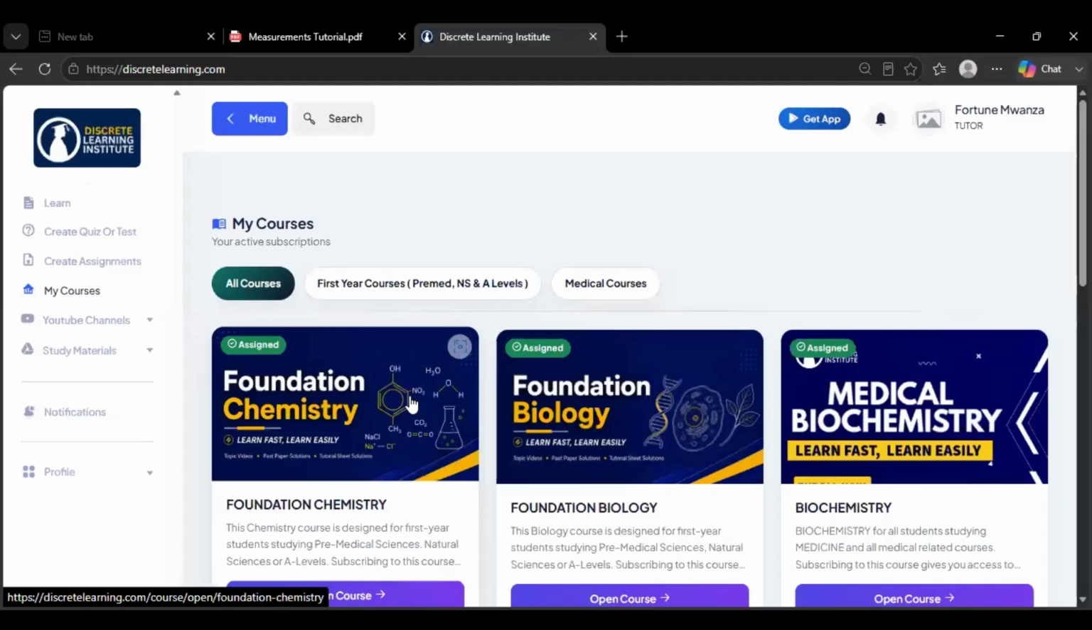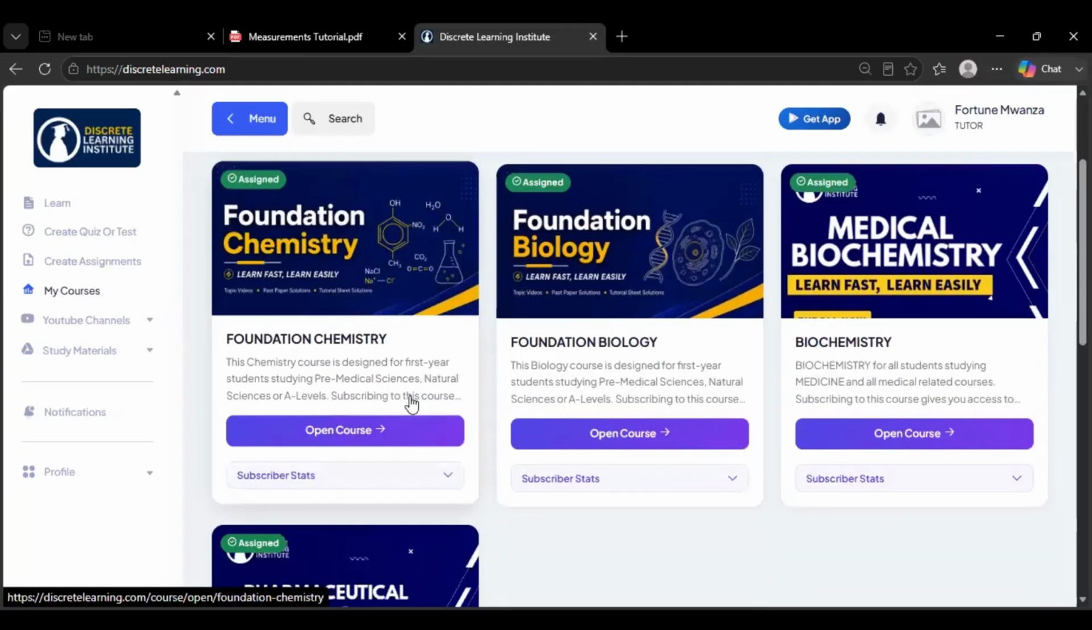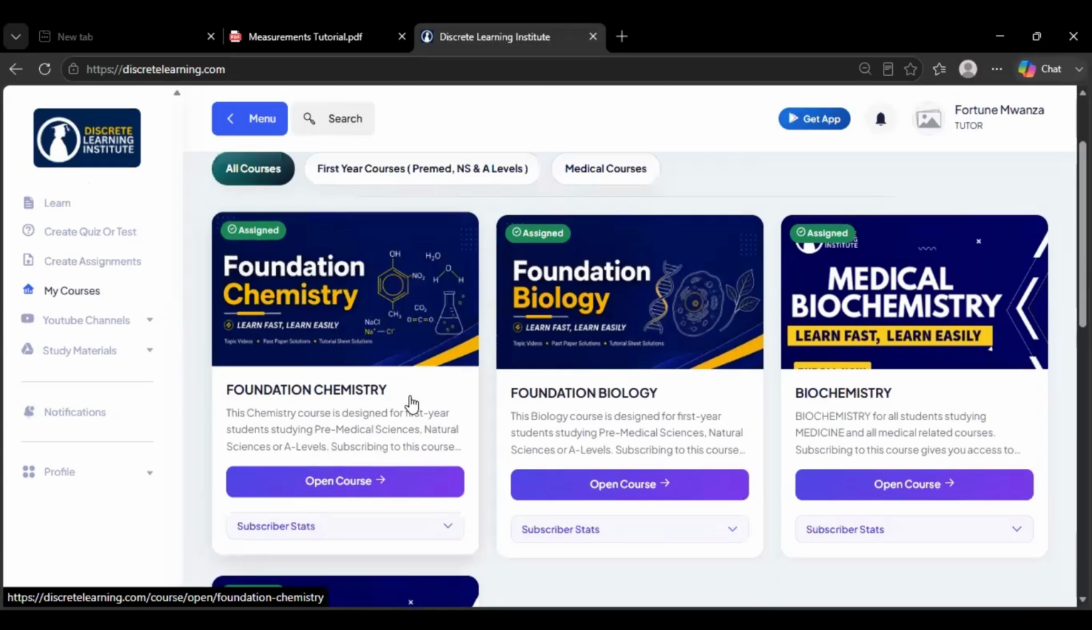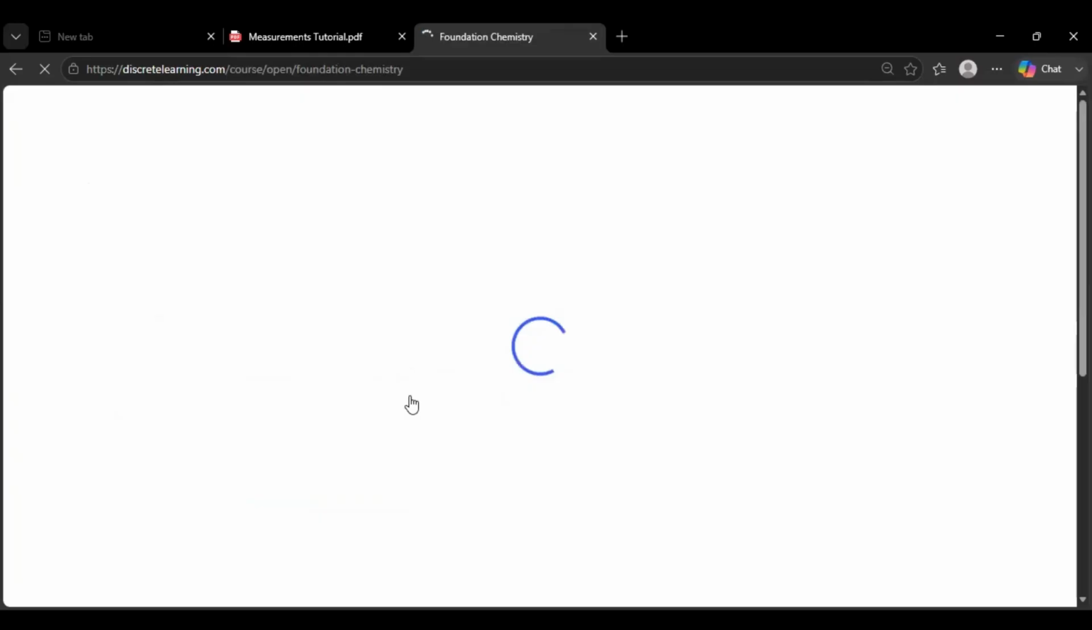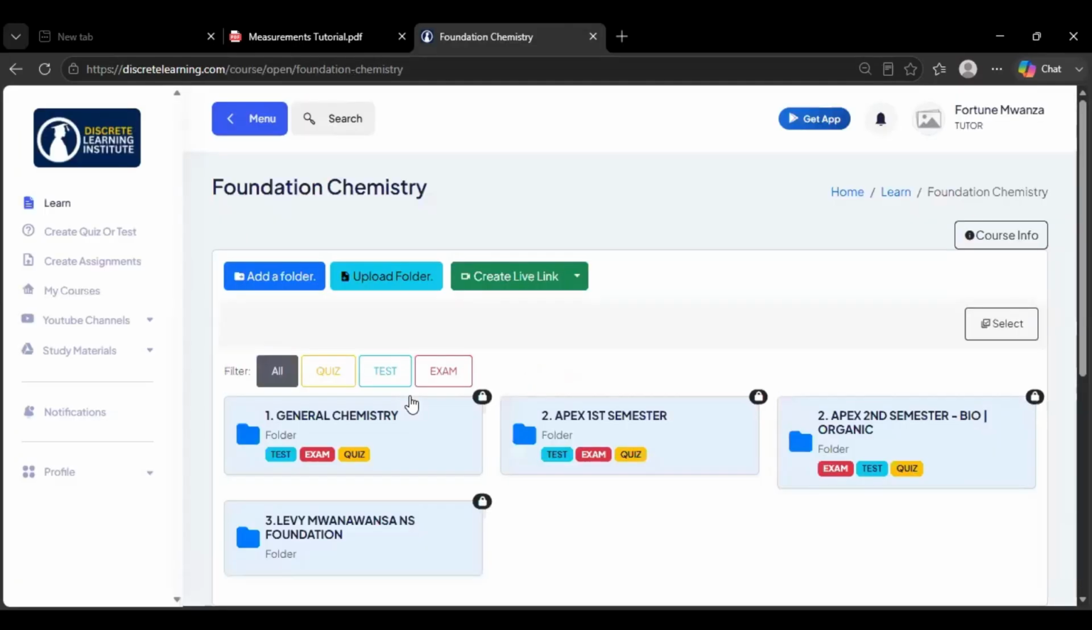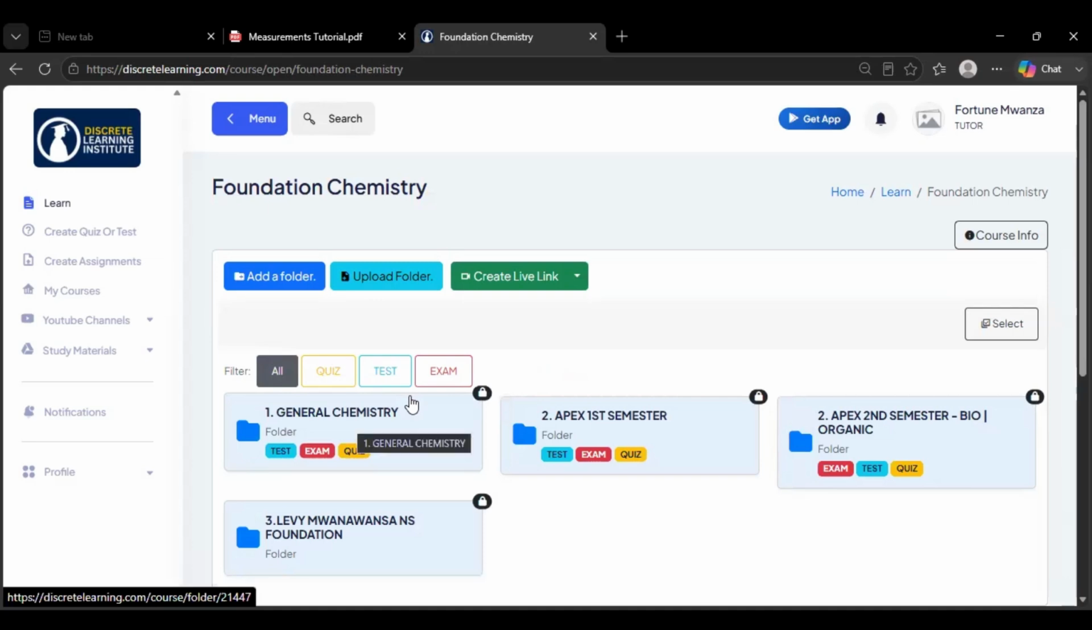Are you able to see what's on my screen here? Yes. So once you subscribe, you should be able to access the folder for chemistry. I hope people know how to subscribe by now. Once you enter that folder, let me wait for it to load. You're going to see these folders here. You go in the one written general chemistry.